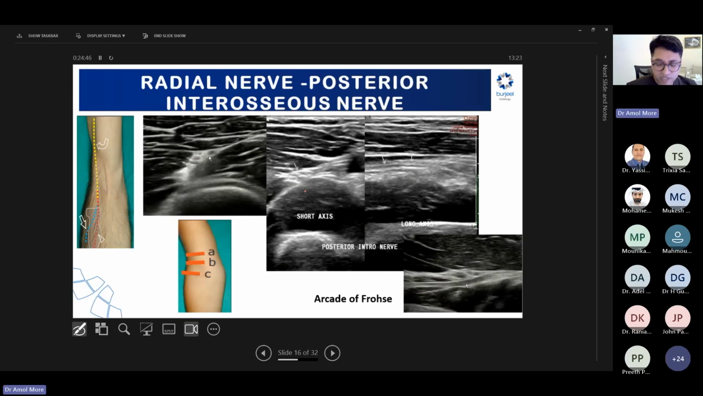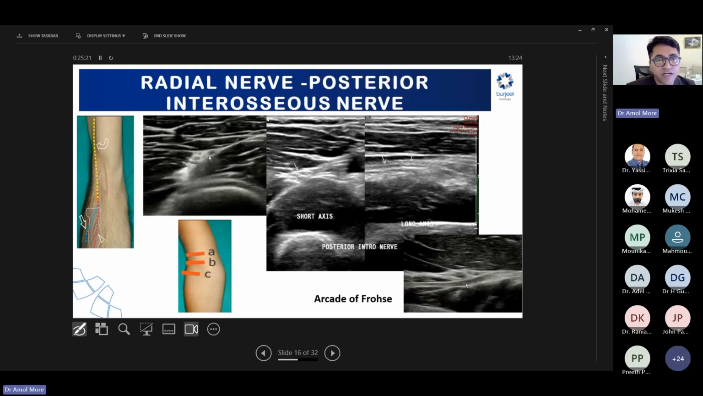Another important structure in the anterior elbow, which you all should know, because usually we get referrals for proximal lateral forearm pain. So in this case, we should be assessing the posterior interosseous nerve, which is nothing but PIN syndrome, as we call it. We all know the radial nerve coming at the level of the elbow gets divided into two parts. The posterior interosseous nerve will be the deeper part, and the superficial nerve will be the other part.